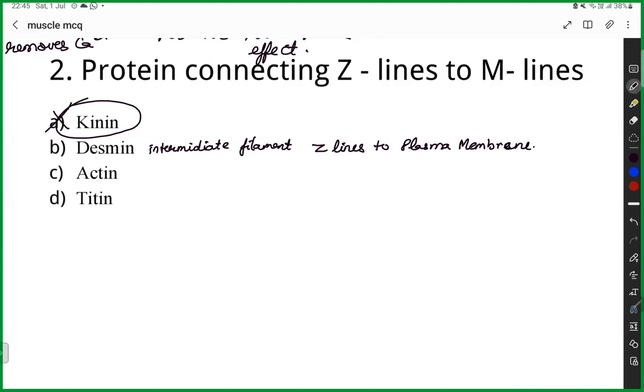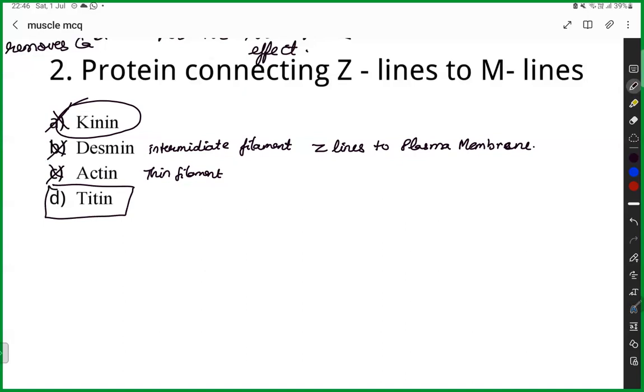What is actin? Actin is nothing but your thin filament. So this actin is going to be your I band. Actin is present as the I band, going over the Z line. So that is actin, finally you are going to have titin.